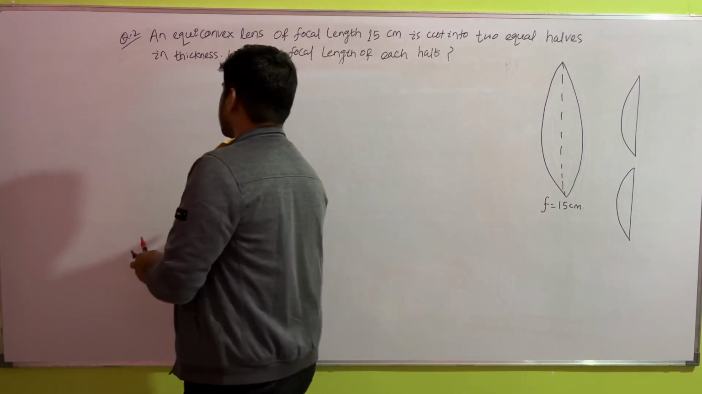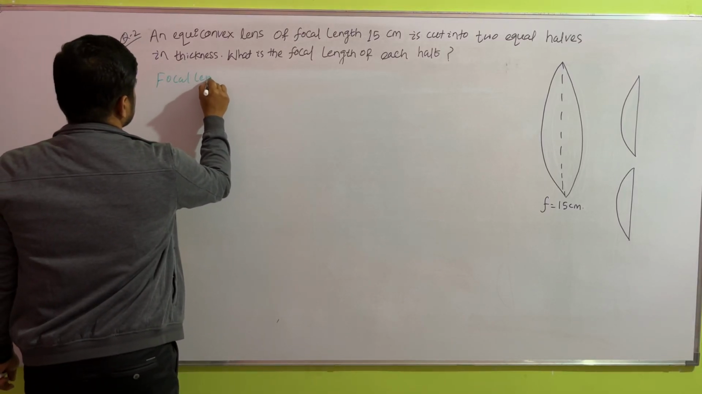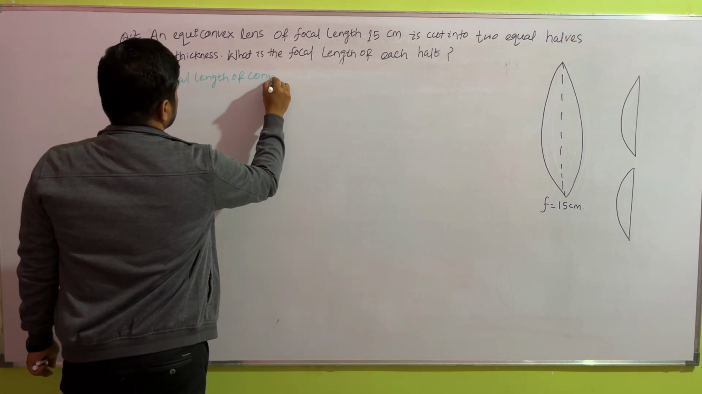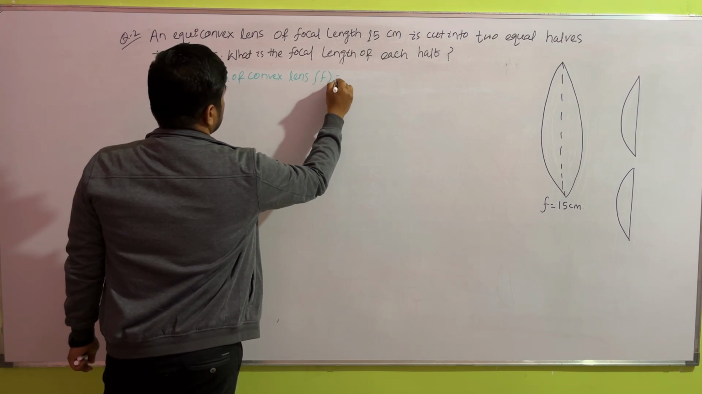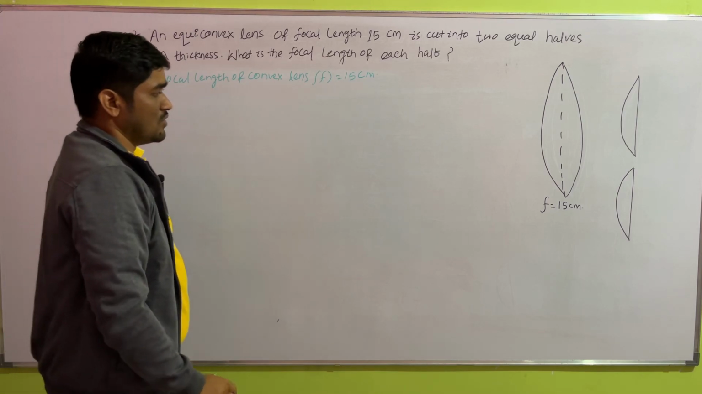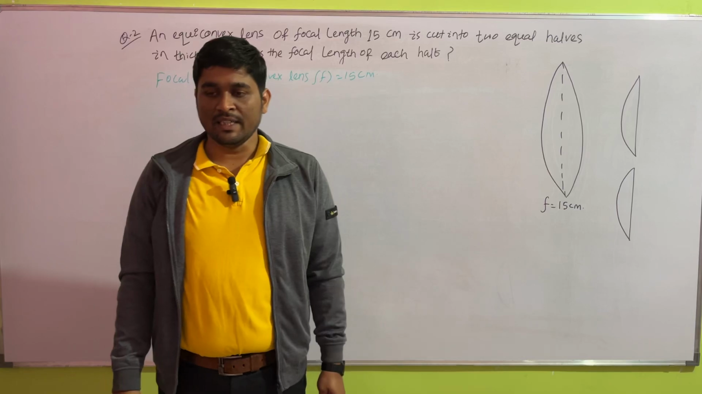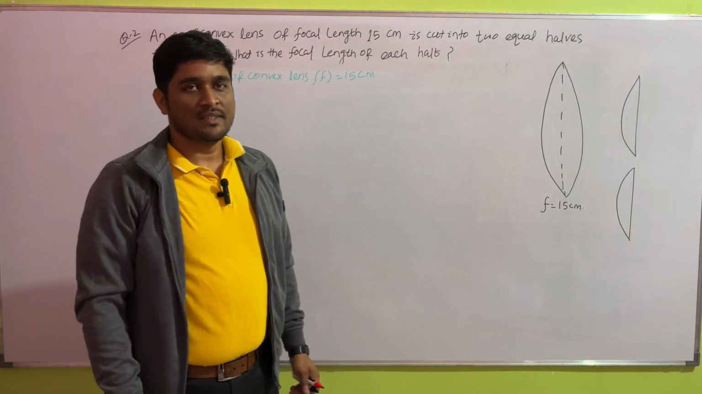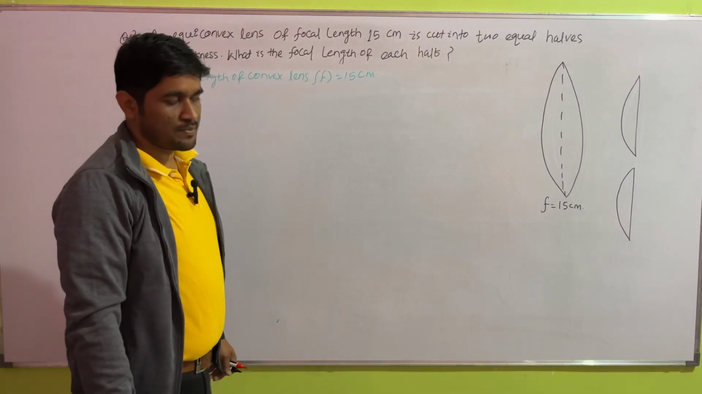So in the question it is given that the focal length of the convex lens, f, is 15 cm. Then the lens is cut into two equal parts and we have to find out the focal length of each part. So here we have to use the lens maker's formula.